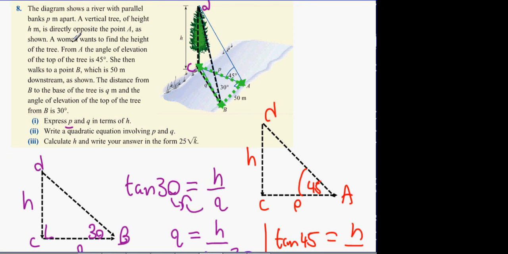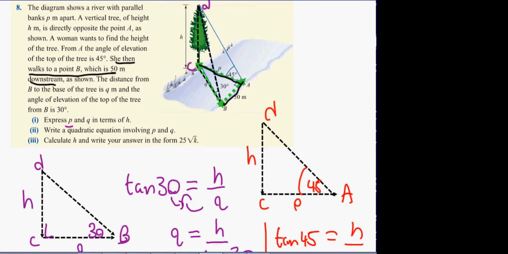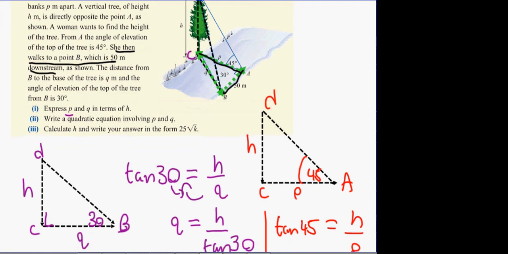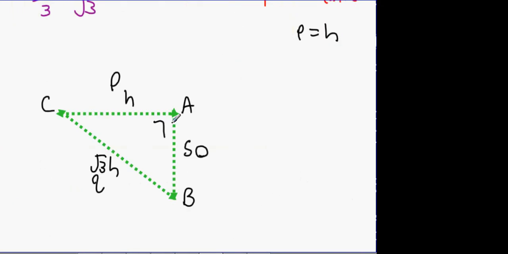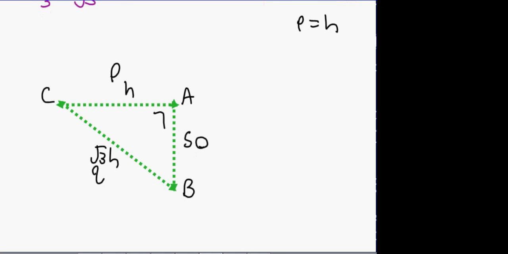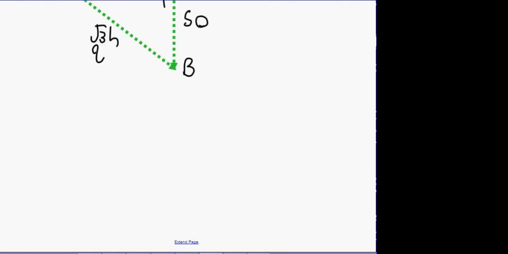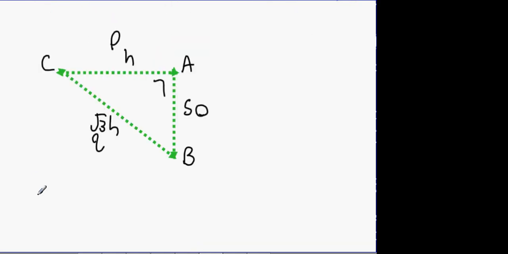As shown, the woman wants to find the height of the tree. She then walks to point B, which is 50 meters directly downstream. What does that mean? And it also says the tree is directly across from A. Means it's a 90-degree angle. Directly downstream, tree is directly across from A, 90 degrees. Now guys, Pythagoras' theorem.